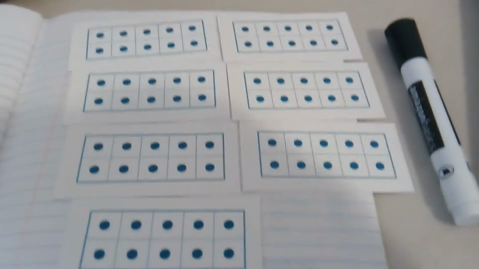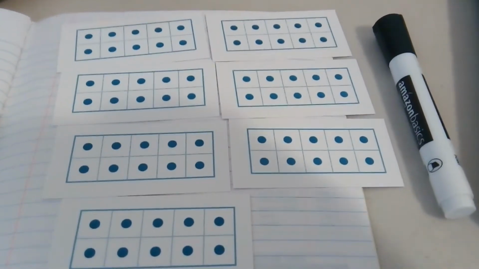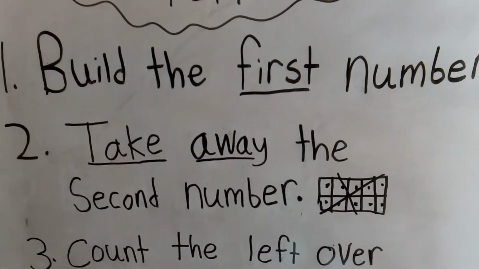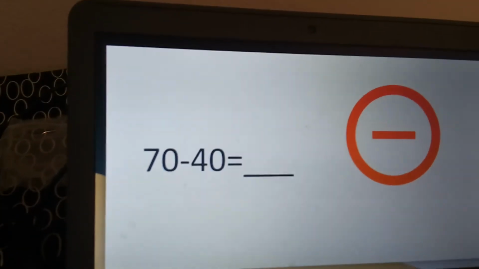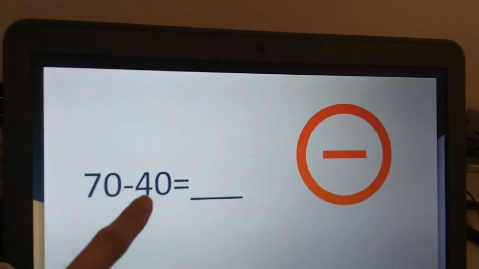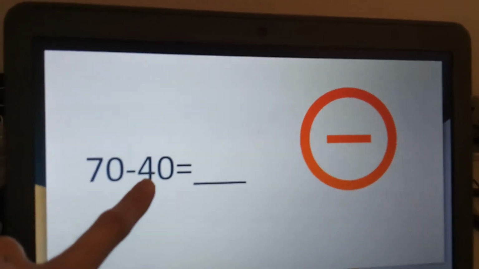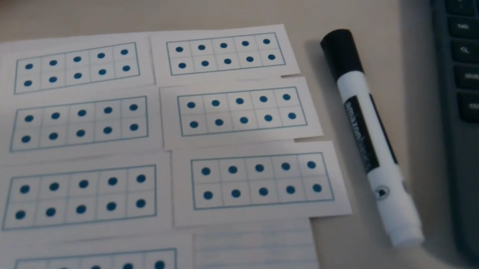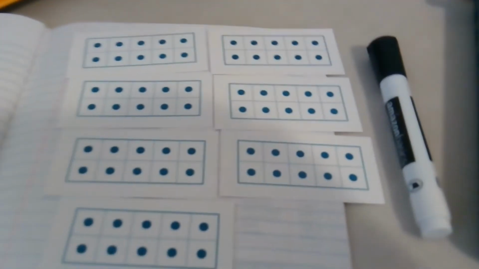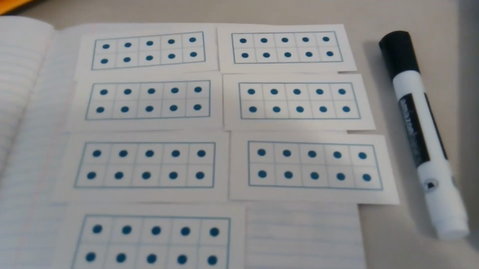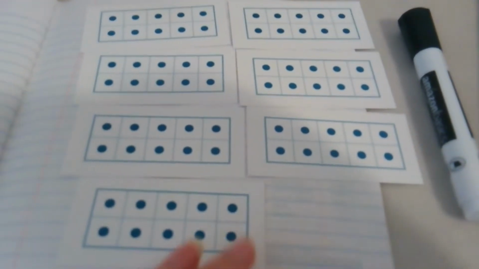Now that I've completed step 1 and I've built my first number, it's time for step number 2. And step 2 is I need to take away the second number in the number sentence. So once again, let's take a peek at our number sentence. So I know I built the 70, but I need to take away 40. Looking at my cards, I know that 40 is 4 tens. So what I can do is I can count by tens until I reach 40 as I pull cards away.